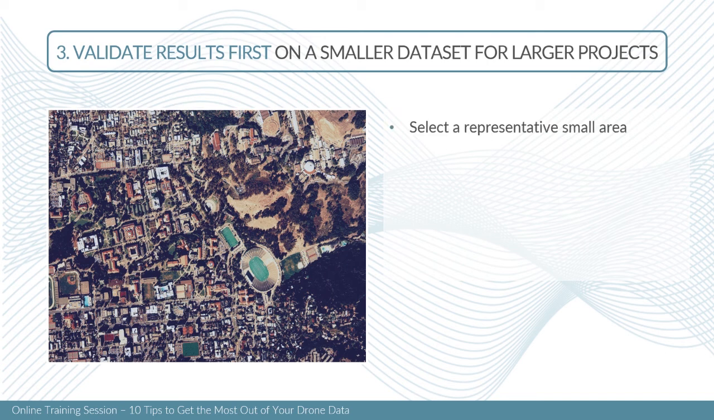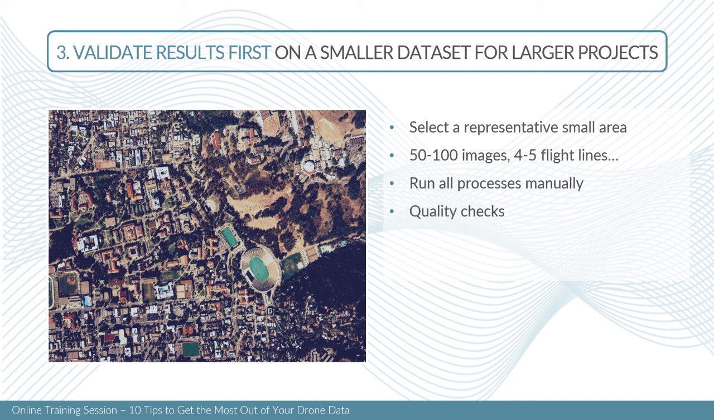So it would be a good idea first to select a representative small area of your project. That could be maybe around 50, 100 images, 4 or 5 flight lines. With this small sub area, you can run all the processes manually. For each process, you're going to be careful with the parameters, and you're going to validate and do some quality checks at the end of each process to be sure that you have used the right parameters, that everything is fine with your data. If you just have 50 or 100 images, that's going to take less than 1 hour to get a result, and then you ensure that everything is good for your project before you start processing the thousands of images that you have in your project.